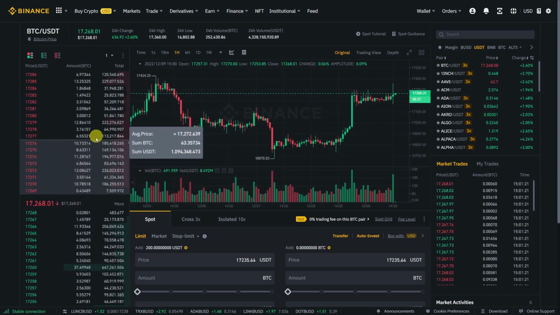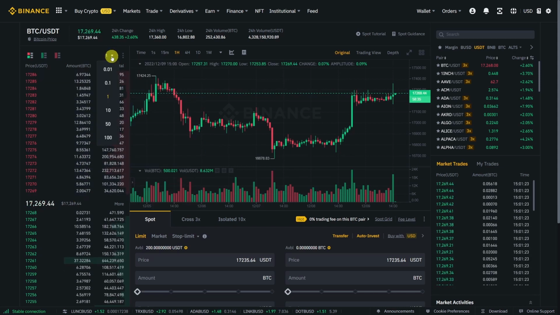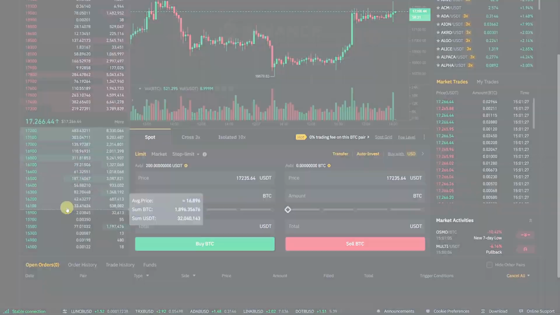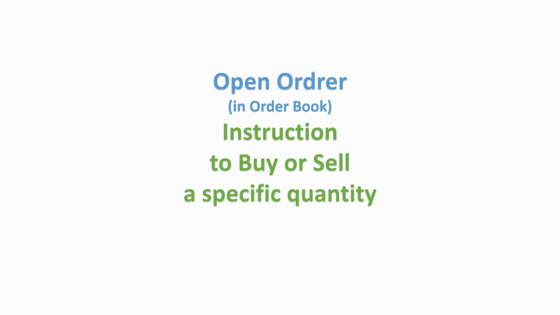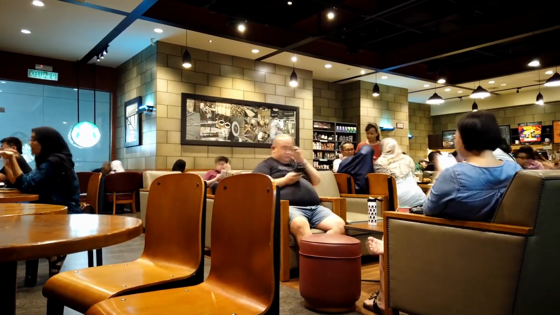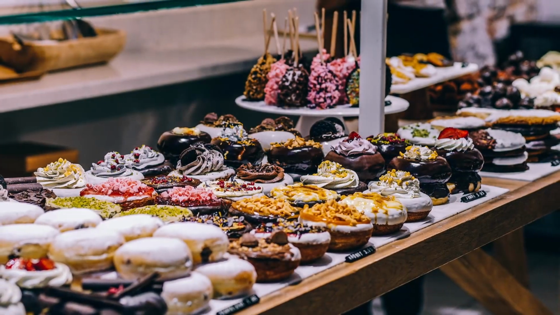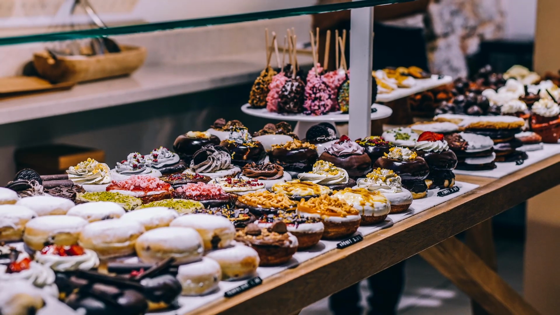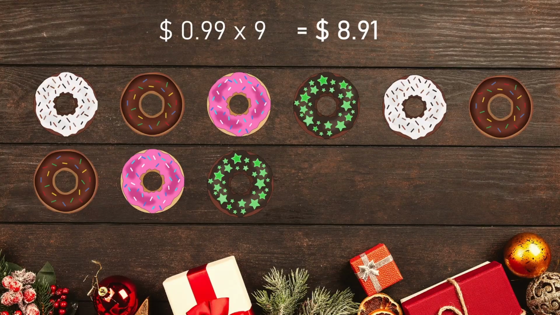For now, all I know is that this is the list of all open buy and sell orders on this market organized by price. So what is an open order? An open order is an instruction from the trader to the exchange to buy or sell a specific amount of coins at a specific price. It's like sending someone to the coffee shop and saying, "All right, your job is to sit here and watch the price of these donuts. As soon as it drops to 99 cents, get me a dozen of these bad boys."